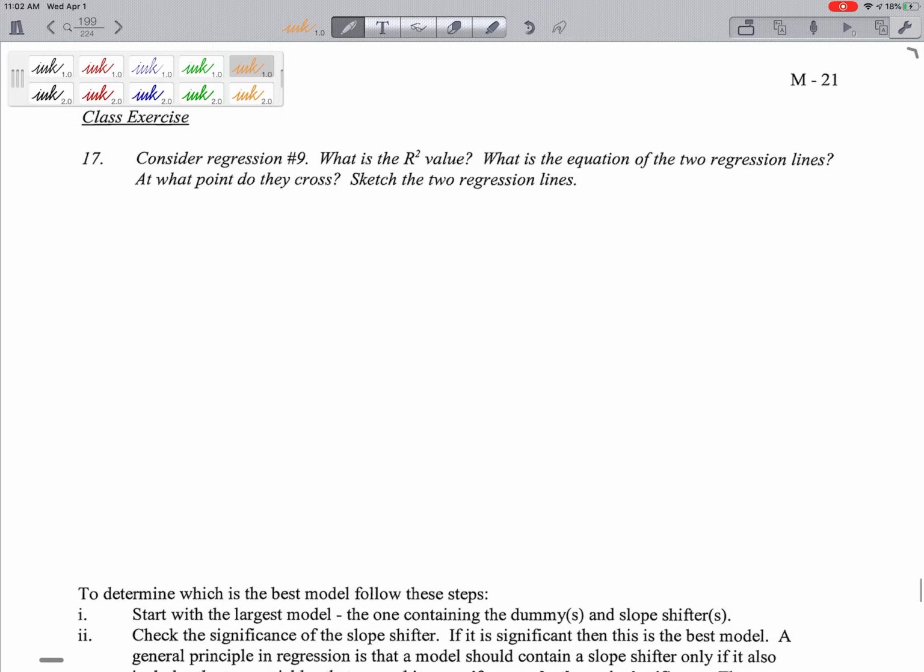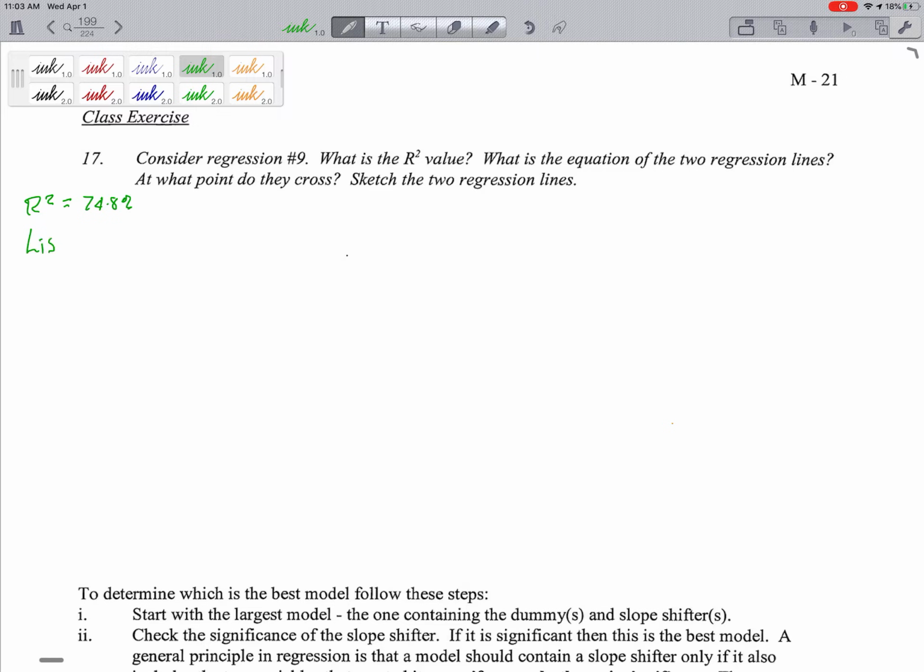So, consider regression number 9. What's the R-squared value? And so on. I'm going to actually try to keep everything over in the left-hand side so I can keep the right for writing out the equations. So we've got the R-squared significantly jumps up. It goes to, what was that, 74.8%. So originally it was 61.1%, and then we added the dummy, and it went to 63.7%. And now, by allowing the two lines to have different slopes, they jump up to 74.8%.